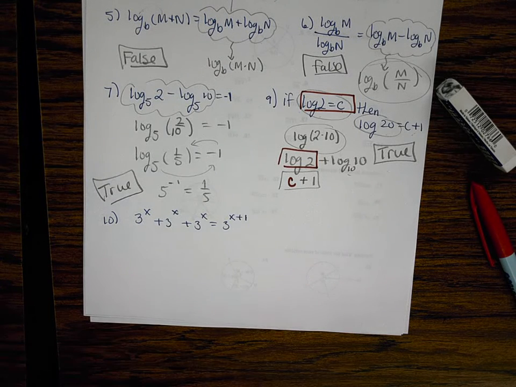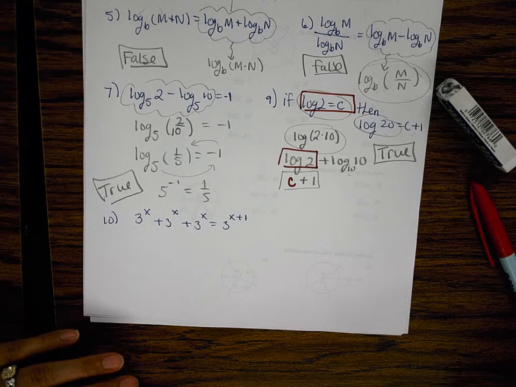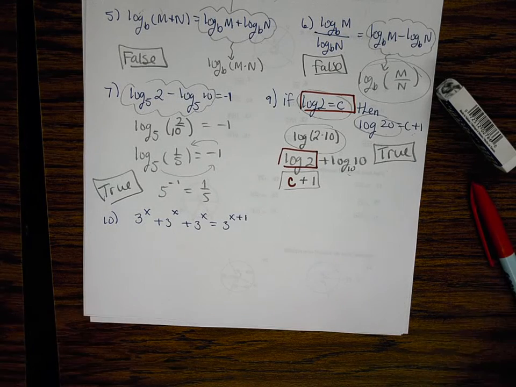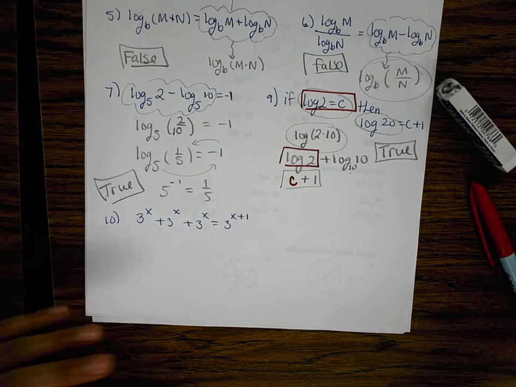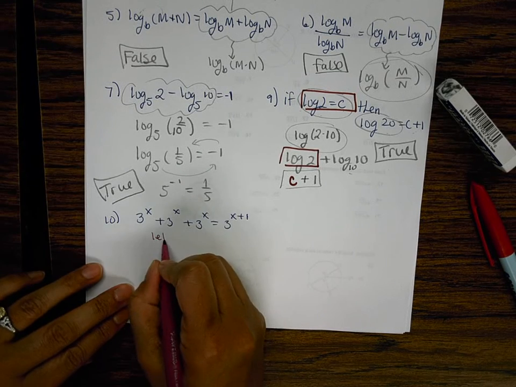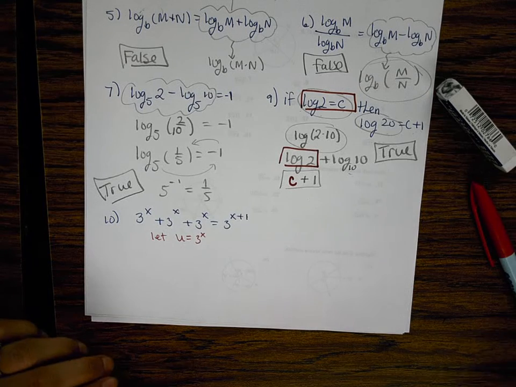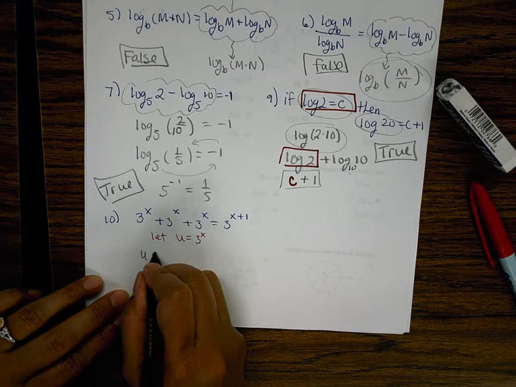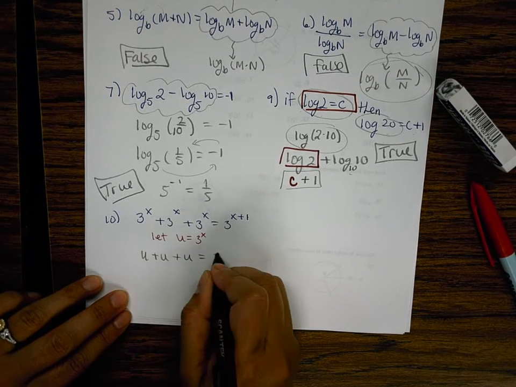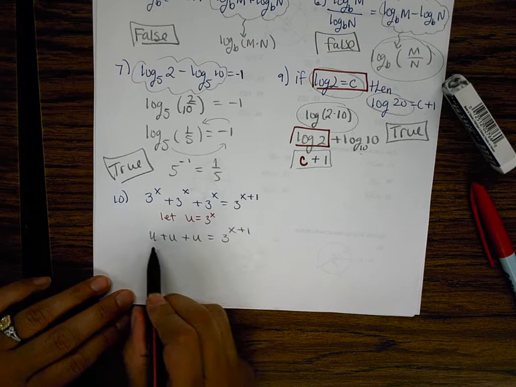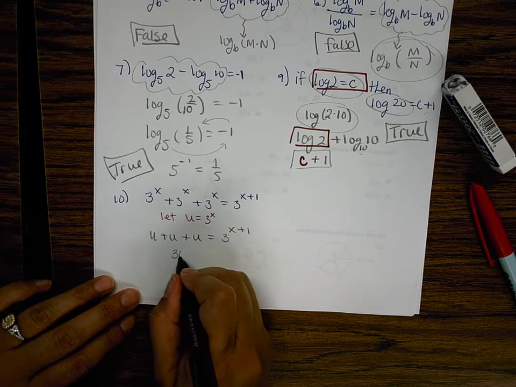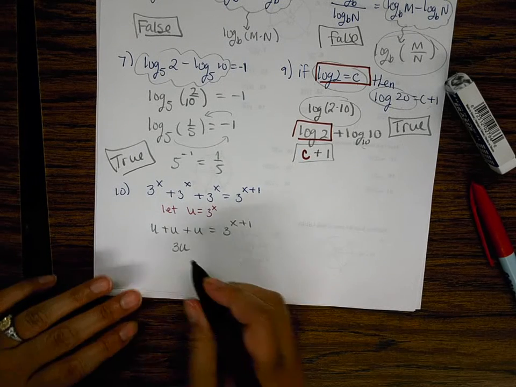Okay, but remember, we've used u substitution for these types of problems. So I'm going to do that now. I'm going to let u equal 3 to the x power, which gives me u plus u plus u equals 3 to the x plus 1. U plus u plus u is 3u. I'm going to plug the u back in.